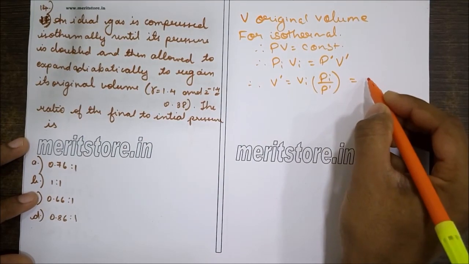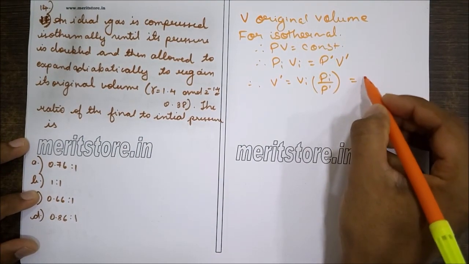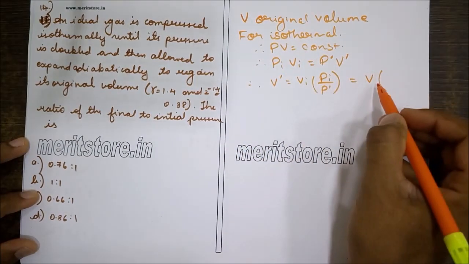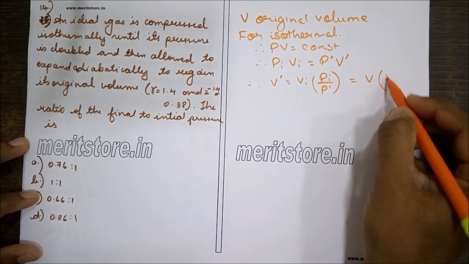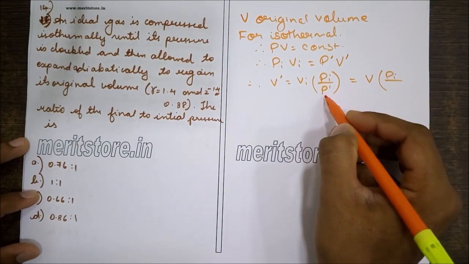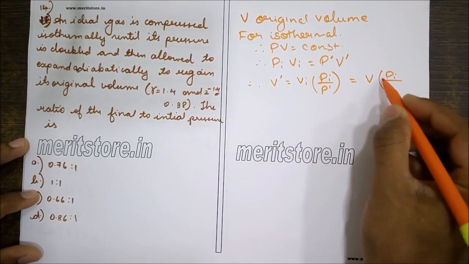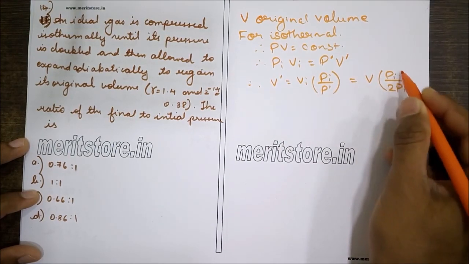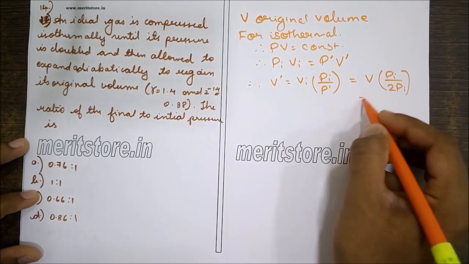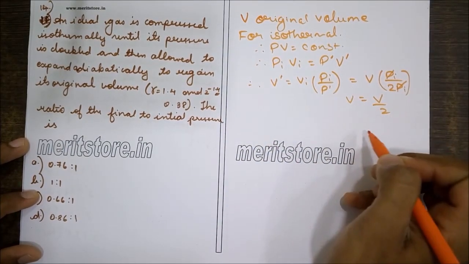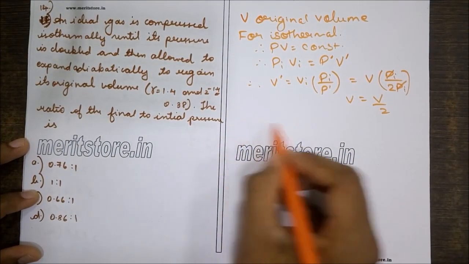So that is equal to, let's take the initial volume as V, as we've specified here. So Pi upon the intermediate pressure, it says that the pressure is doubled, so it would become 2 times the initial pressure. So this comes out as V by 2. So the intermediate volume is half the initial volume.